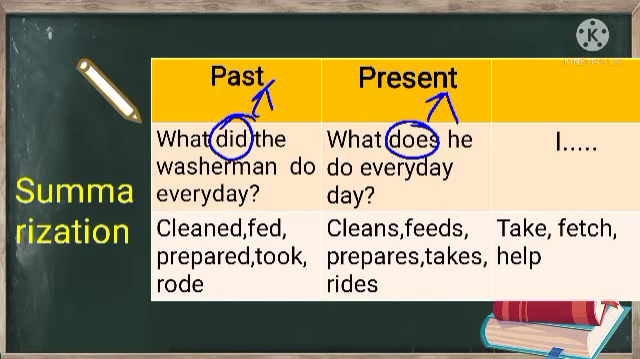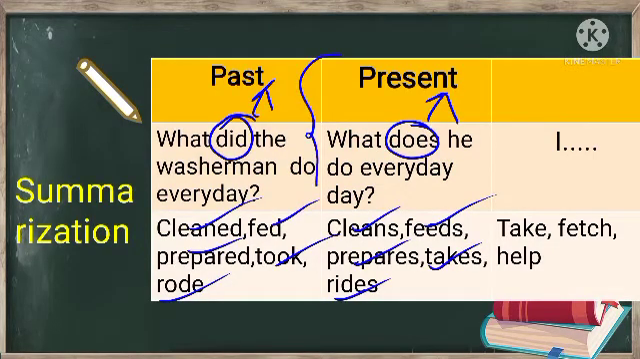Okay, so what did the washerman do every day? The washerman cleaned up his shack, he fed the stray dog, he prepared a meal for the dog, and took his bicycle, rode past the tall building. Clean, fed, prepared, took, rode. Okay, next in the present form we'll write the same. What does he do every day? So the washerman cleans up his shack, he feeds the stray dog, he prepares a small meal, he takes his bicycle, he rides past the tall building.